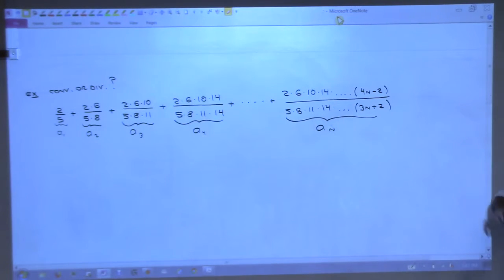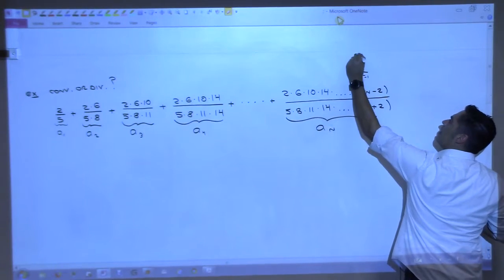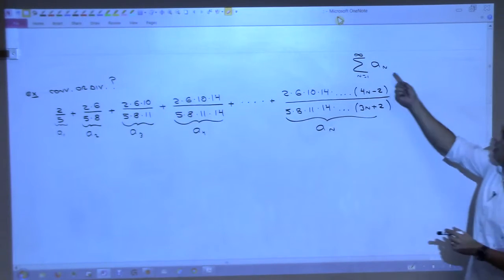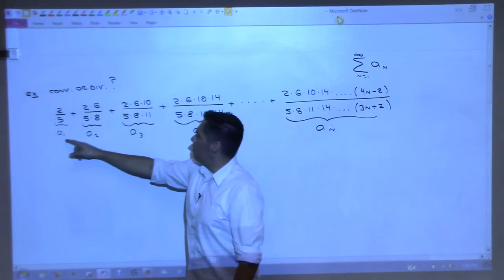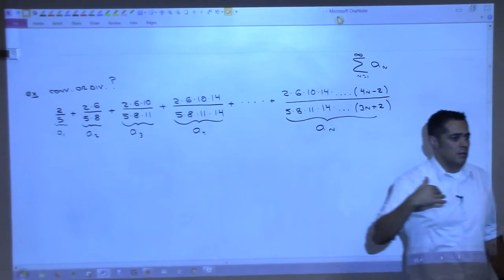So this is a series. N equals 1 to infinity of a sub n, right? That's what this is. When we plug in 1, we get this. When we plug in 2, we get that. When we plug in 3, we get that. Plug in 4, and so on and so forth. Understand?